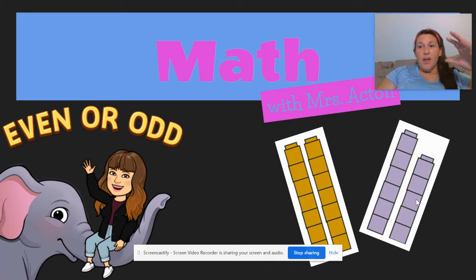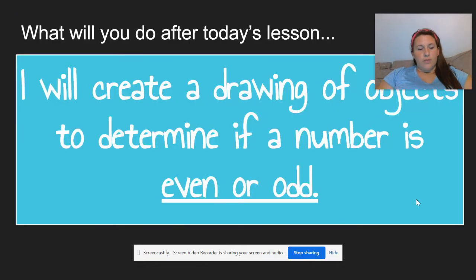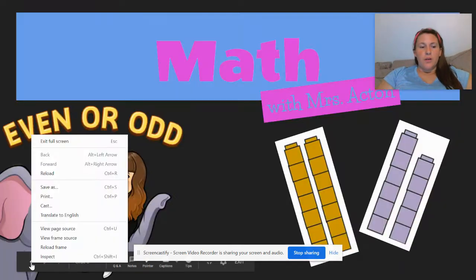If you have connecting cubes or drawings of circles or Tootsie Rolls, popsicle sticks, Unifix cubes, fidget spinners, whatever your group of objects is, if there is one guy that doesn't have a buddy, that is an odd man out. Your number is odd. So that's why I like using that phrase.